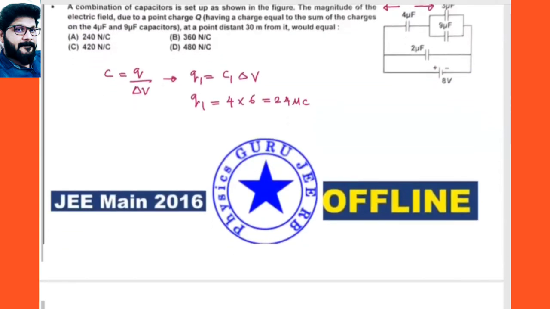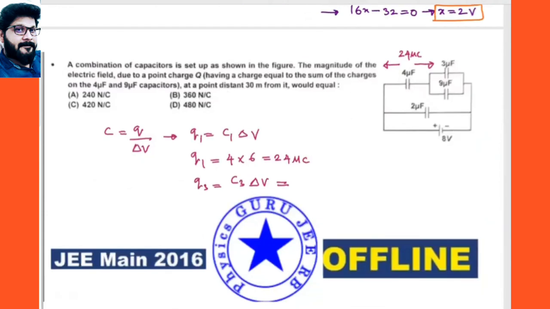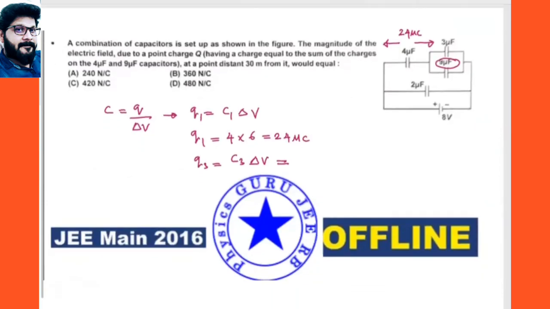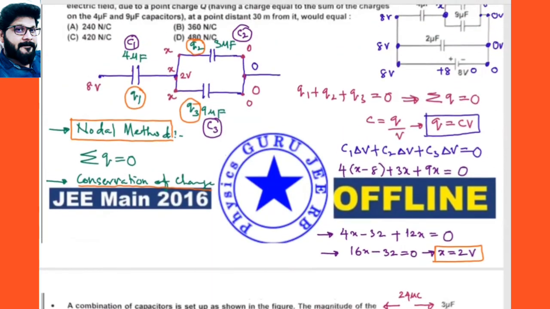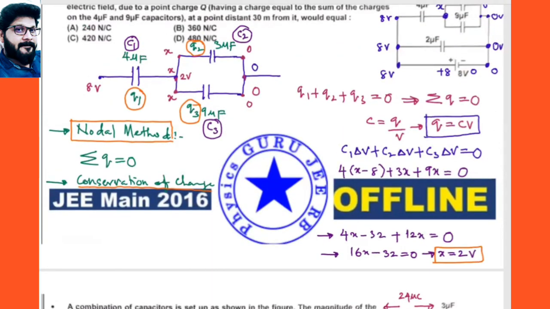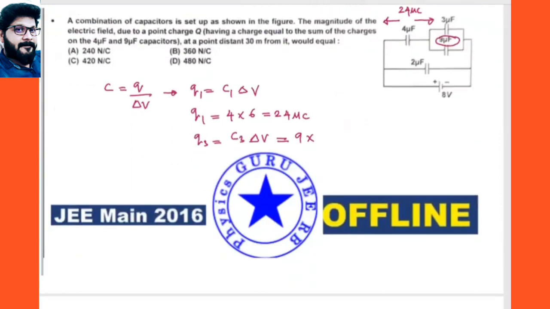Next, Q2 or Q3. Let me take it as Q3 equals C3 into delta V. Now C3 is nothing but here 9 microfarads. So 9 into delta V. Delta V, if you observe, you can see this is 2 volts, x is 2 volts. So this will be 2 volts. This is 0. Here also 2 volts. It is 0. So the difference is nothing but 2 again. So that means 9 into 2. Hope this is clear. Which is nothing but 18 microcoulombs.